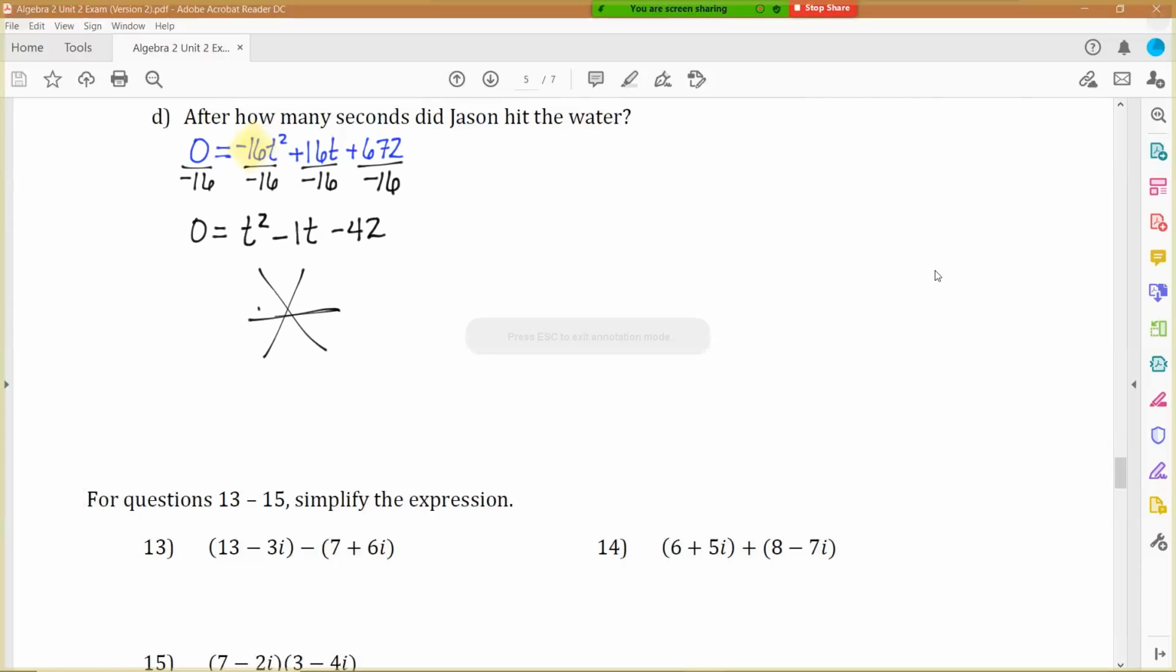So we have 1 in the top left and top right, negative 1 in the bottom middle, and negative 42 in the top middle. I'm looking for 2 numbers that multiply to give us negative 42 and add to give us negative 1. Those 2 numbers would be negative 7 and positive 6. So t minus 7 is a factor and t plus 6 is a factor.